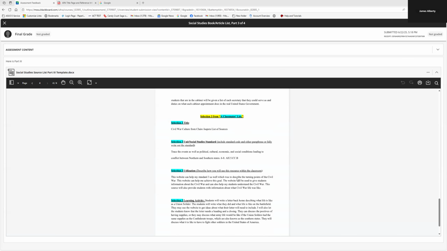So the section 3, the third part, was a classmate's list. I chose Claire Jasper's source because she is also a middle school major, and it's about Civil War culture. And the standard that she was going to use, and I use as well, is to trace the events as well as political, cultural, economic, and social conditions leading to conflict between northern and southern states. So this is good, because this will help me on my standard 3 as well, which was to describe the turning points of the Civil War.